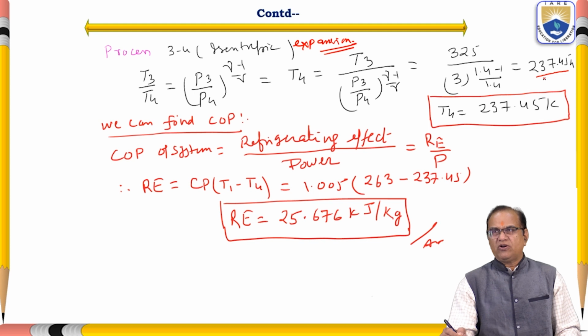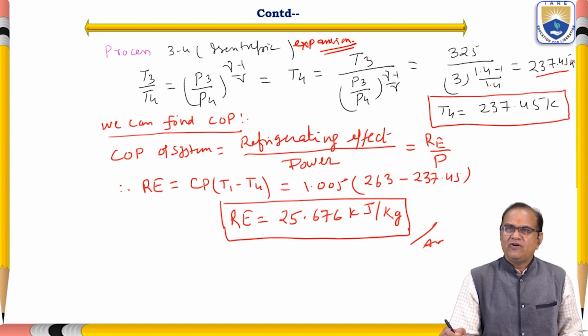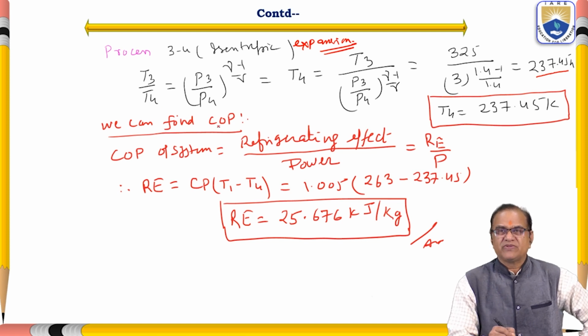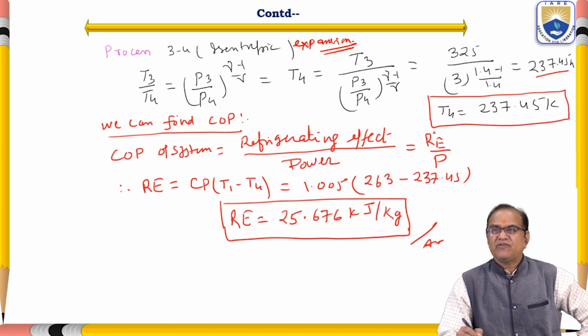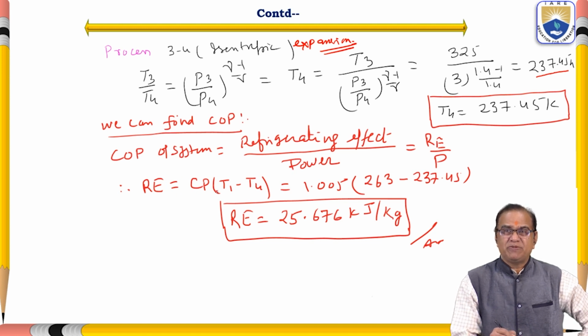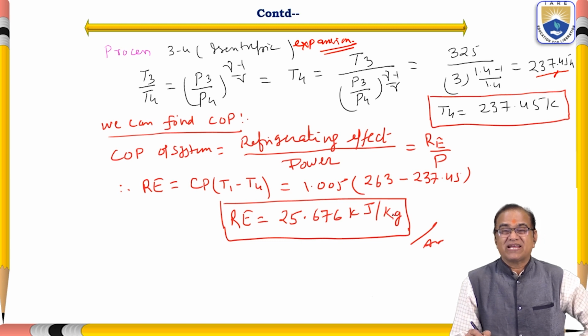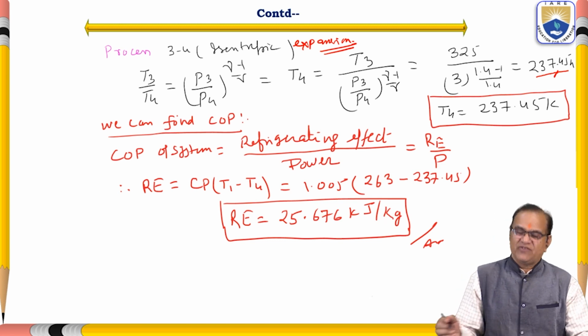So we got the T4, 237.45 Kelvin. Now we have to find out the COP of the system. Coefficient of performance is the refrigerating effect divided by power, and we know the refrigerating effect RE is equal to Cp (T1 minus T4). So 1.005 times (263 minus 237.45), and we got the refrigerating effect as 25.676 kilojoule per kg.